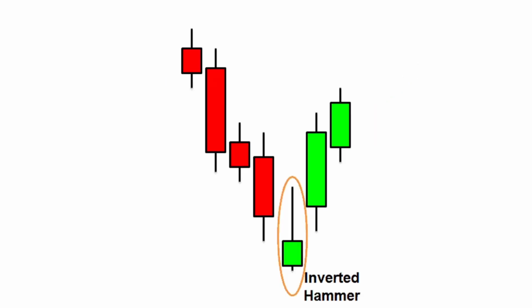Inverse hammer is similar to the bullish pattern, but in the inverted hammer the upper wick is long while the lower wick is short, which indicates a buying pressure followed by a selling pressure that was not strong enough to drive the market price down. The inverse hammer suggests that buyers will soon have control of the market.